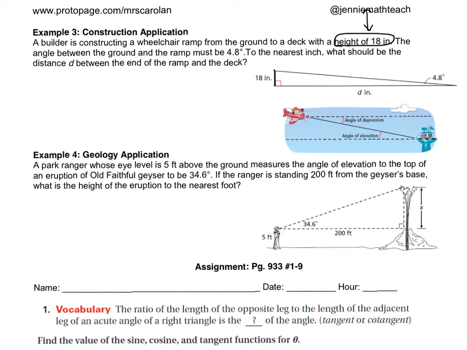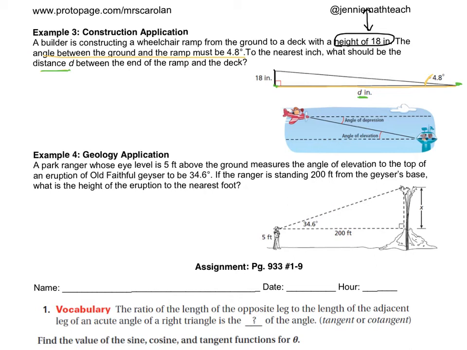Next it says the angle between the ground and the ramp must be 4.8. So the ground is always a horizontal line on the bottom of your triangle, and it told us that the angle right there is 4.8. Our job is to figure out the distance between the end of the ramp and the deck. So we want to figure out from here all the way over to the deck how far that is. So we're trying to figure out that length right there on the bottom.